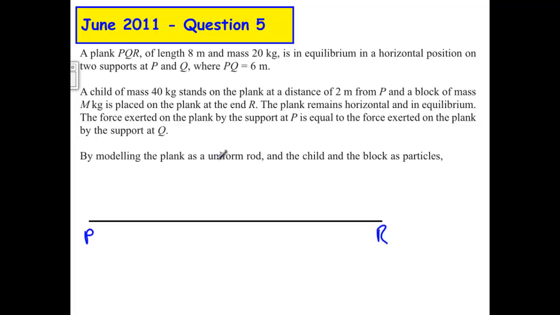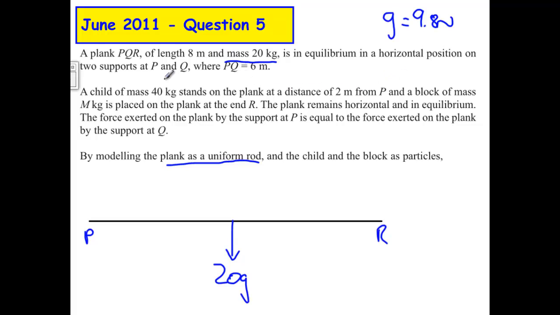Now if you read further along in the question, it says we're allowed to model the plank as a uniform rod. What that means is this mass of 20 kilograms will act right in the middle of the rod. So bang in the middle of the rod, that mass of 20 kilograms creates a force of 20 times G. Remember, G we're going to use as 9.8 newtons.